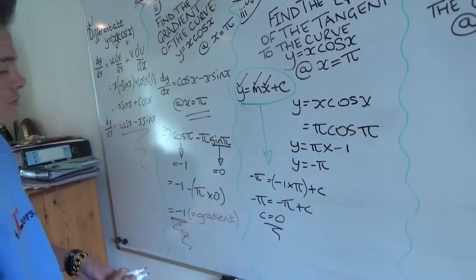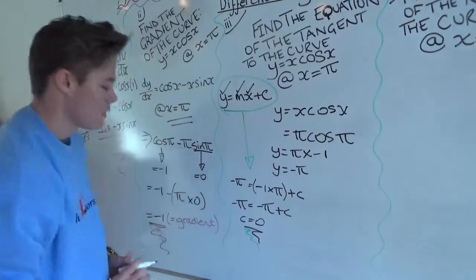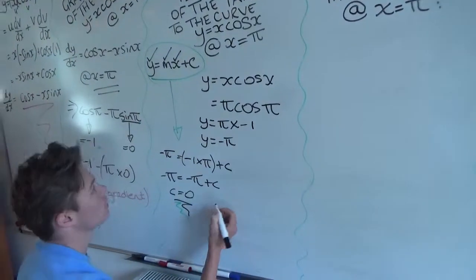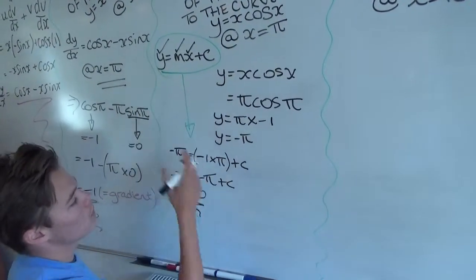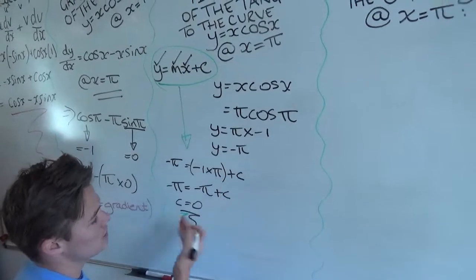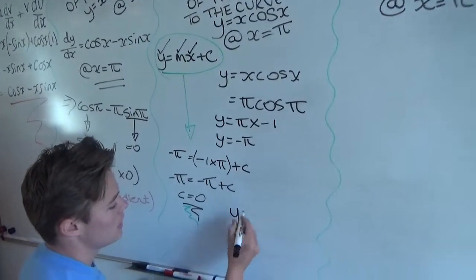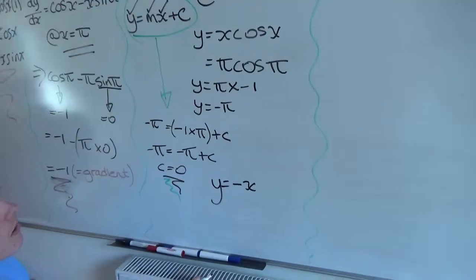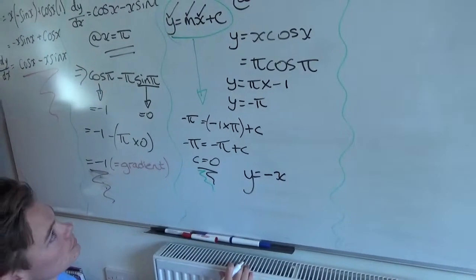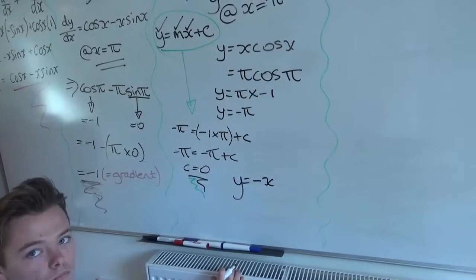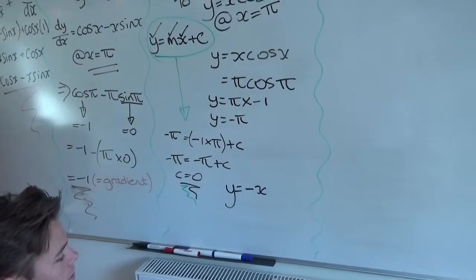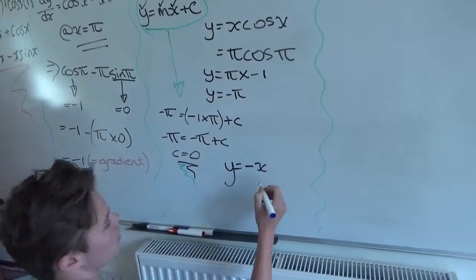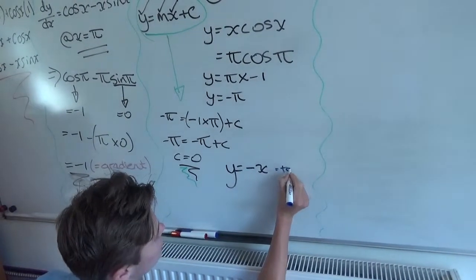So now we can rewrite y equals mx plus c. Now that we know c is equal to 0, we're just going to write it as y equals minus x. Because we're using y equals mx plus c, m is -1, c is 0, and this is the equation of the tangent. Precisely. Can you just put tangent underneath it and underline it? Yeah. So I'll put equals tangent.